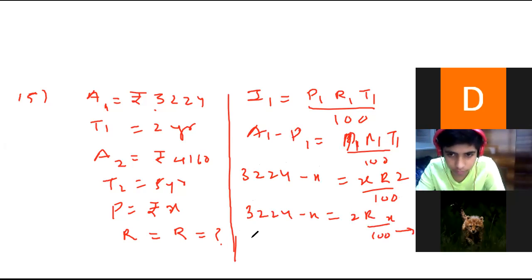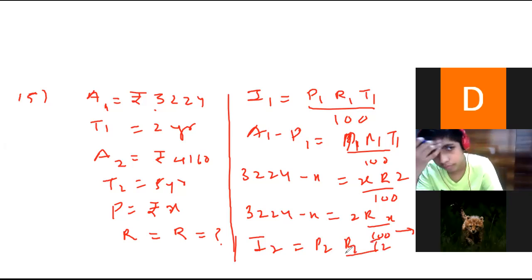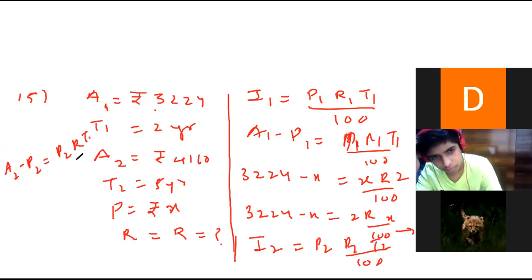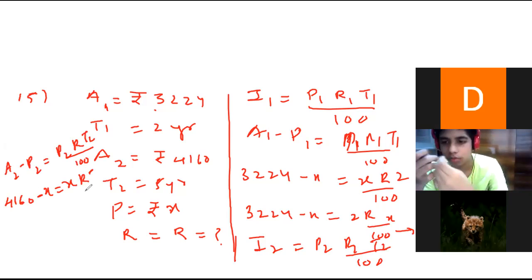Again, what will be I2? It is P2 R2 T2 upon 100. I hope you followed. That is A2 minus P2 is P2 R T2 upon 100. Any doubt? No, sir. So 4160 minus X equals X R T2, which is 5 upon 100. Equation 2.